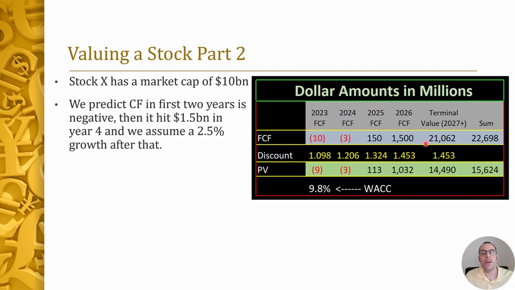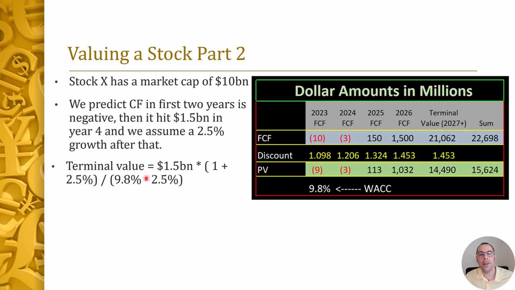So it's really hard to predict cash flows for the next 10, 20, 30 years. So that's why DCF models use a terminal value. It predicts all the cash flows after a certain point. So if we predict all the cash flows after 2027, we're getting $21 billion.